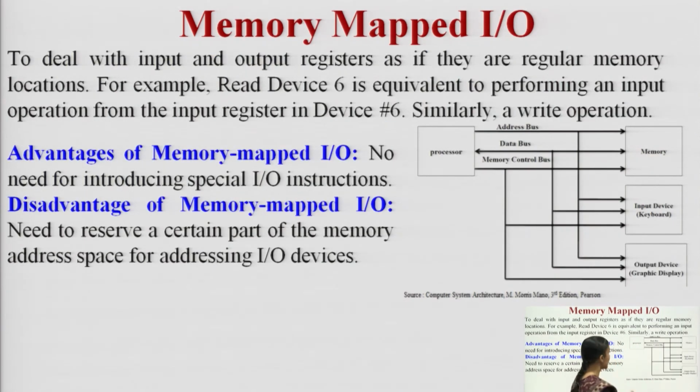Then the second type, that is memory mapped IO. Memory mapped IO means that to deal with the different input or output registers, they are treated as if they were regular memory locations.